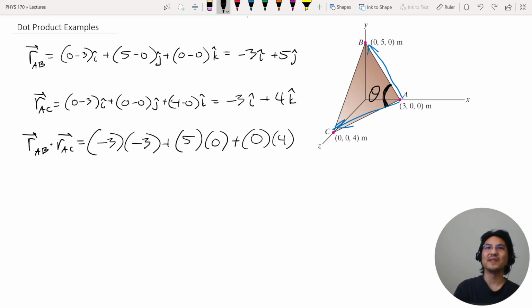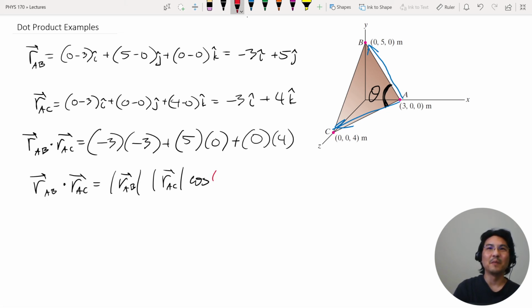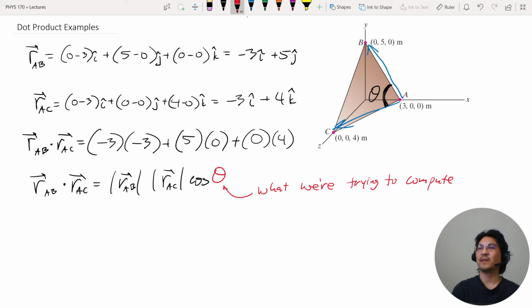The other definition is this magnitude times this magnitude times cosine of the angle between them, and this is exactly what we're after, right? Okay, so we got this already, that's 9. All we need to do is get these two things and we have enough to solve, right? So can you get those?